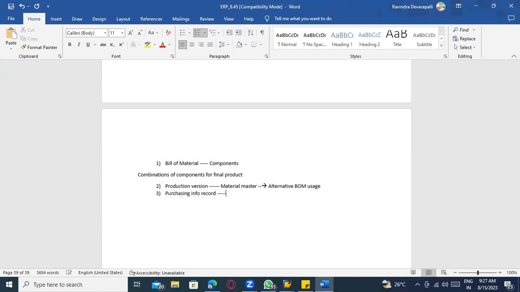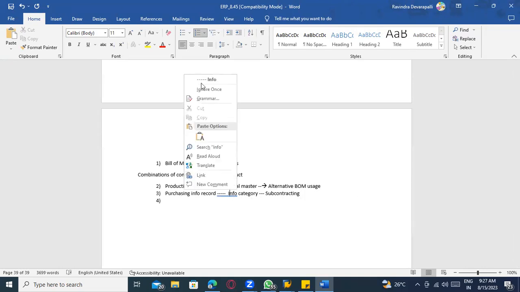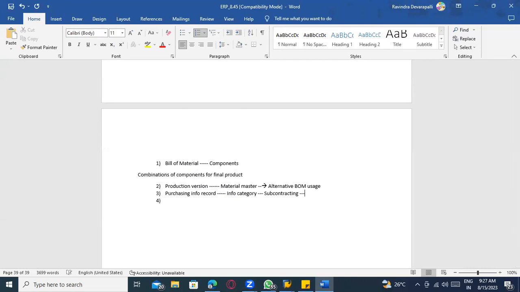Okay, the purchasing info record you created, and for info category, info type, info category is subcontract, right? Then the purchase info record is created. Then also I just assign the production version here, because if I have 10 component combinations, then which combination I need to pick up is based on the production version alternative BOM which I assign, it will be picking up.